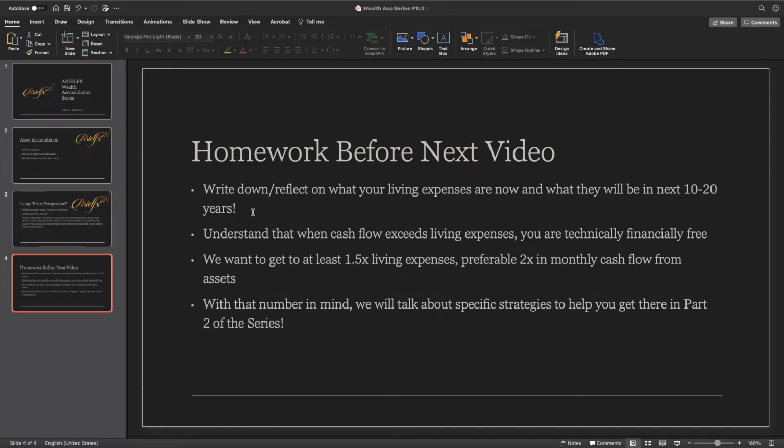Okay, so your homework. I want you to write down and reflect on what your living expenses are now and what they will be in the next 10, 20, even 30 years, depending on your age, right? You also have to consider inflation. Inflation is at like 8% this year in the US, so that's a factor. If your living expenses are, just for example purposes, $1,000 a month, and you have 8% inflation, well, your living expenses are $1,080 next year, because of inflation.